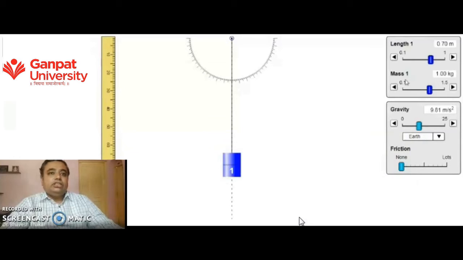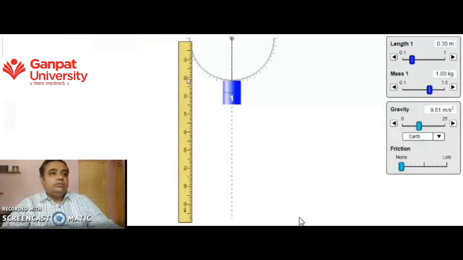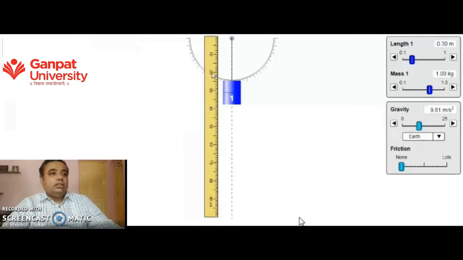We can change its length by this terminal. We can decrease it here. As you can see, the length is decreasing. We kept it initially at 30 centimeter. So right now it is 30 centimeter, and we can measure it using this ruler. As you can see, it is 30 centimeter.